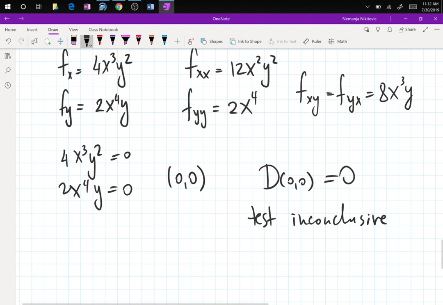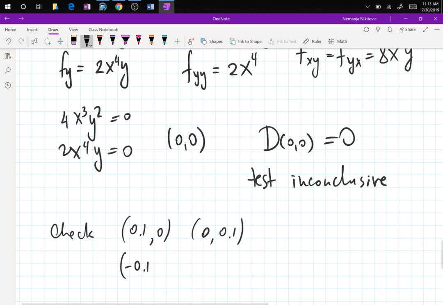So what you do is you can calculate at the points around it and see what is happening with the z value. Now this is again painful, right? Because you're doing a lot of tedious calculations. But the idea is now to check 0.1, 0, and negative 0.1, 0, and 0, negative 0.1.